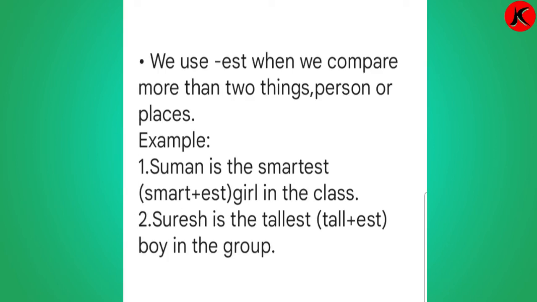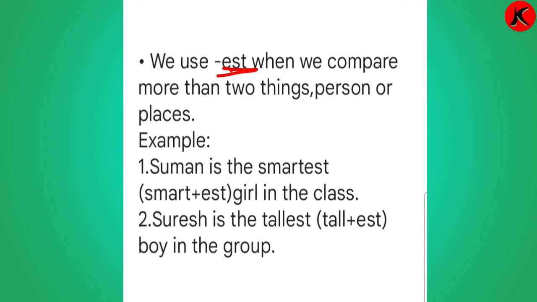Now we use est when we compare more than two things. When do we use est? When we are comparing more than two things, meaning 5, 10 times, the number not yet decided, right? So we use est when we compare more than two things, meaning 5 times or 10 times or 100 times. We add est behind describing words.